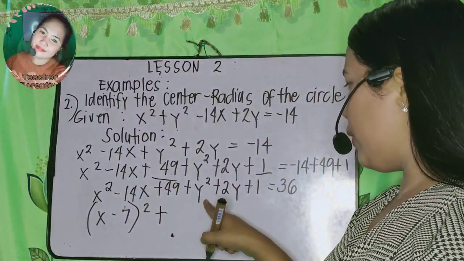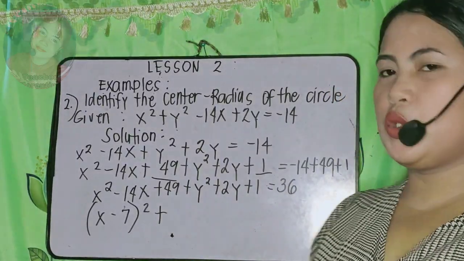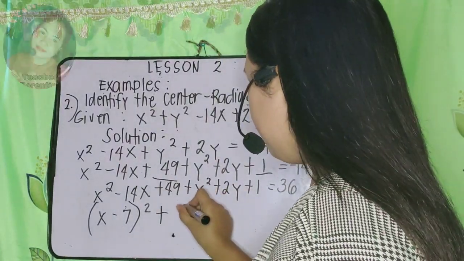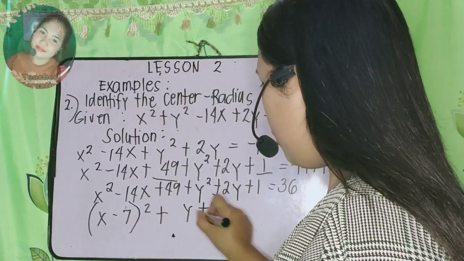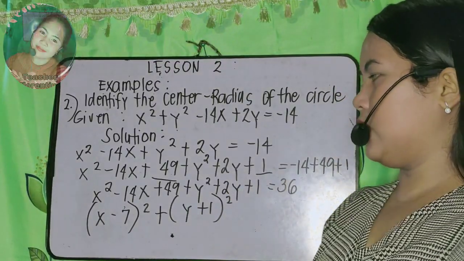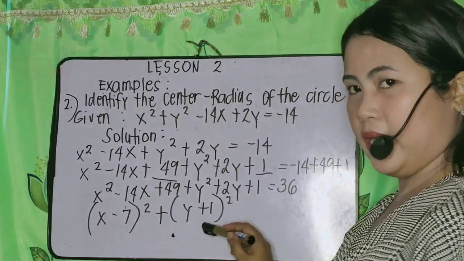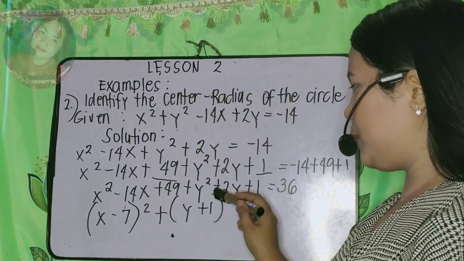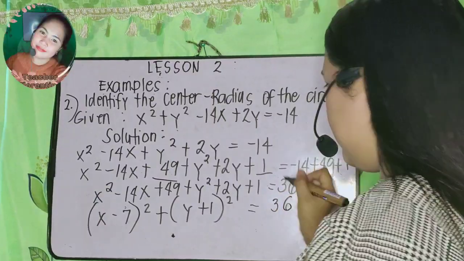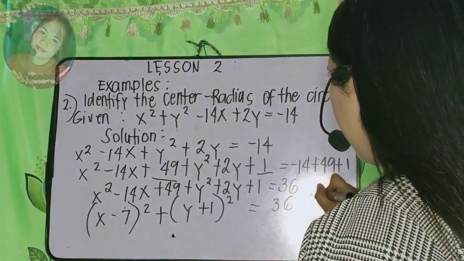Now, how about naman kaya sa y squared plus 2y plus 1? What are the binomial of y squared plus 2y plus 1? What do you think? Okay, very good. We have y plus 1. So, bakit? Kasi, 2 divided by 2 is 1. 1 times 1, 1. Square of 1, 1. So therefore, y plus 1. So since parehas positive, then copy 36. Okay?